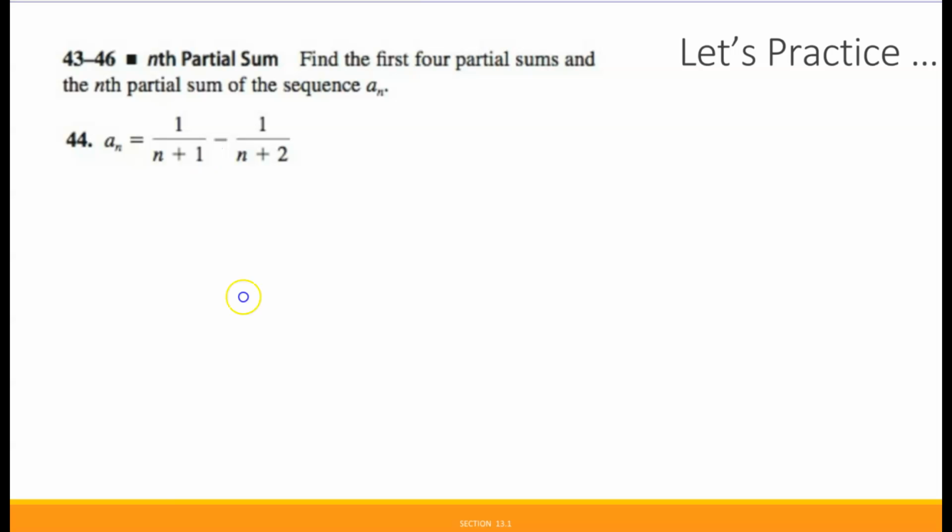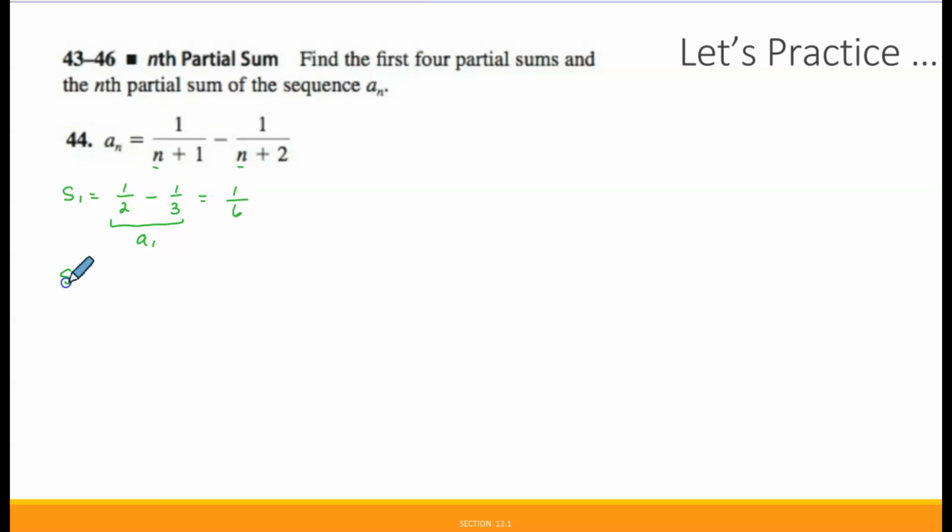Okay, so let's look at first S1. If n is 1, we're going to have 1 over 2 minus 1 over 3. Getting a common denominator of 6, that's going to be 3 minus 2, which is 1/6. Yes, we were right. 1/6 would be the first partial sum, and here we found A1.